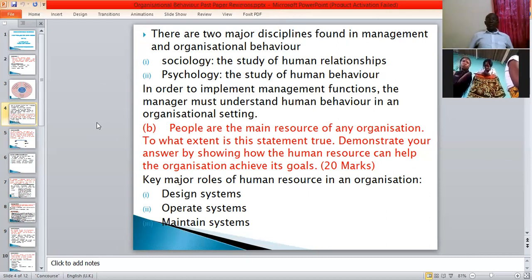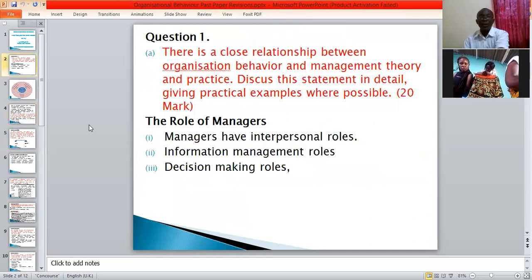Okay, so let's look at component B. People are the main resource of any organization. That is a statement. Now, to what extent is this statement true? Is it true that people are the main resource of an organization? Yes. Okay, so we agree. Demonstrate your answer by showing how the human resource can help the organization achieve its goals. Now, if you answered A correctly, you shouldn't have a problem to answer B.